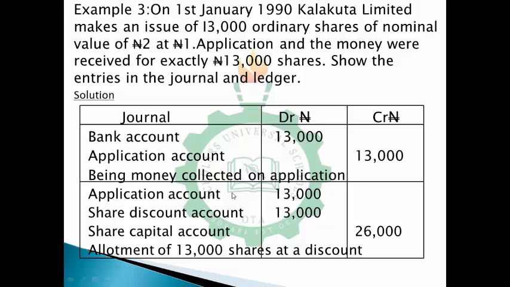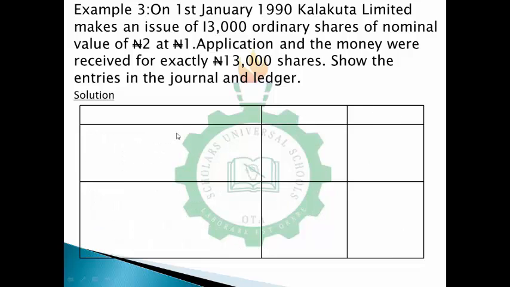Now the next thing is the application account on allotment. What you're doing is debiting applicants for 13,000, because what they have paid is 1 naira times 13,000 shares. You debit applicants with 13,000 naira. Now the difference that will make up the nominal value of these shares: of course, the nominal value is 2 naira times 13,000, which is 26,000. The difference is 1 naira times 13,000, which is 13,000 naira.